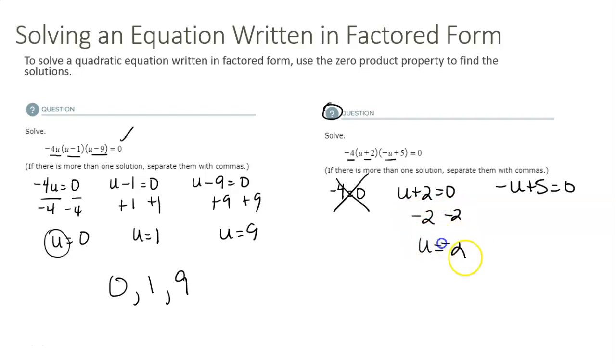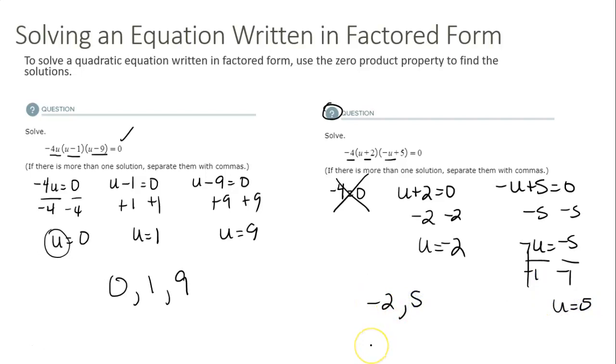You should have subtracted 2 from each side and gotten that u could be negative 2. Subtract 5 from each side and get that negative u equals negative 5. Divide both sides by negative 1, so u equals positive 5. So your solutions are negative 2 or 5.